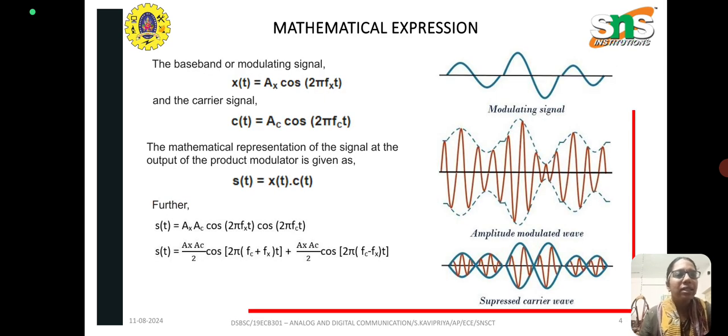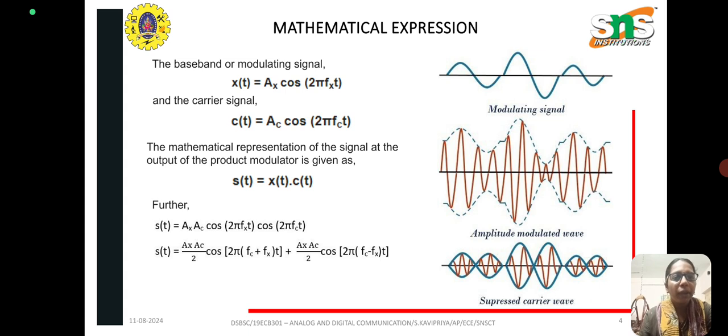The baseband signal or modulating signal is represented by x(t) = Ax cos(omega_m t), and the carrier signal is represented as c(t) = Ac cos(omega_c t), where omega_m is 2 pi fm and omega_c is 2 pi fc. The output of this product modulator is s(t) = x(t) times c(t). It is a product of the modulating signal and the carrier signal.